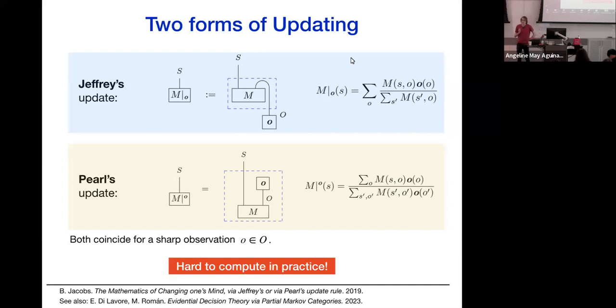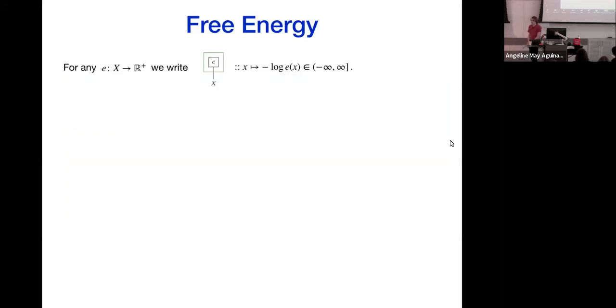The real problem is that both of these are supposed to be computationally intractable, so it's not really believed to be plausible that a biological agent is actually computing these kinds of updates, or even, in the sharp case, doing this Bayesian inversion exactly. So in active inference, you want to approximate this whole updating process in some way. And that's why we're using this quantity called free energy, which I'll talk a little bit about now.